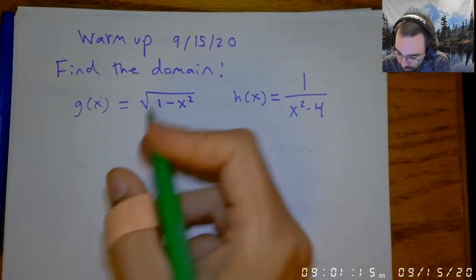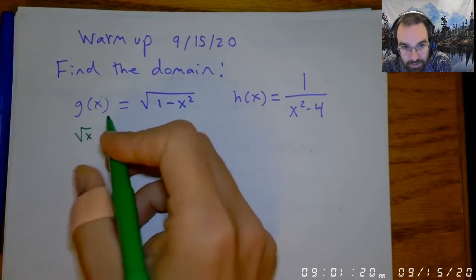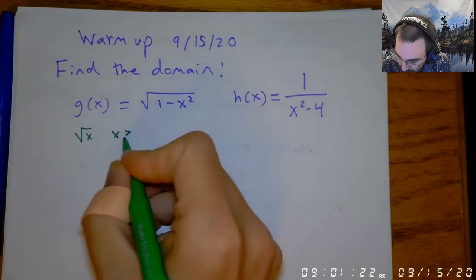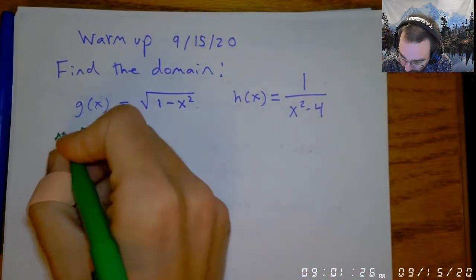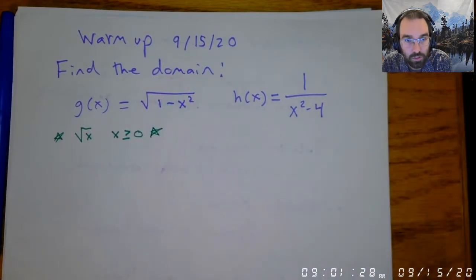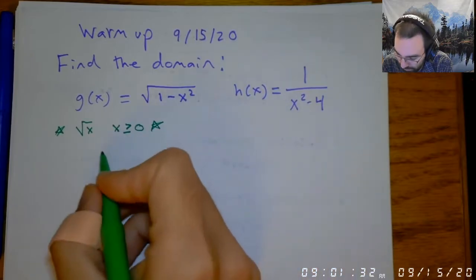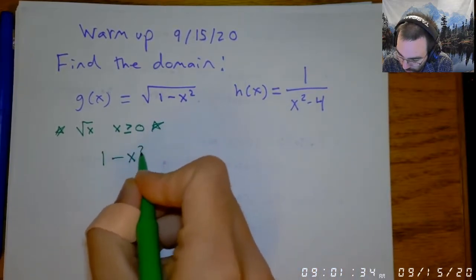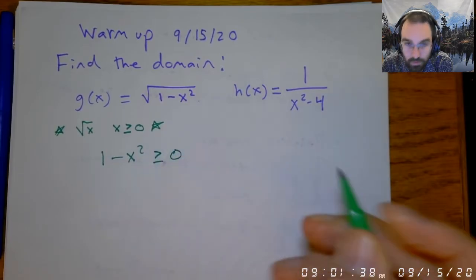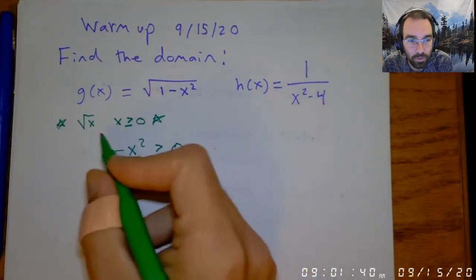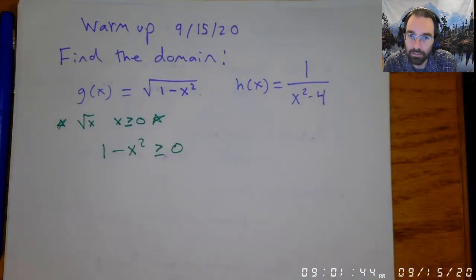With the square root of x, x has to be greater than or equal to 0. That's just a note that we need to know. So for the domain here, I need to know that 1 minus x squared has to be greater than or equal to 0. Another way of saying this is that the input can't be negative.